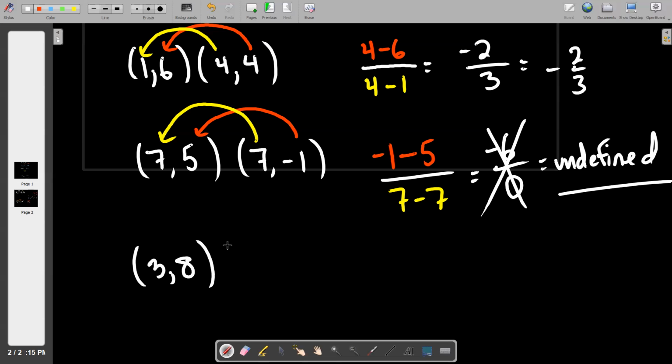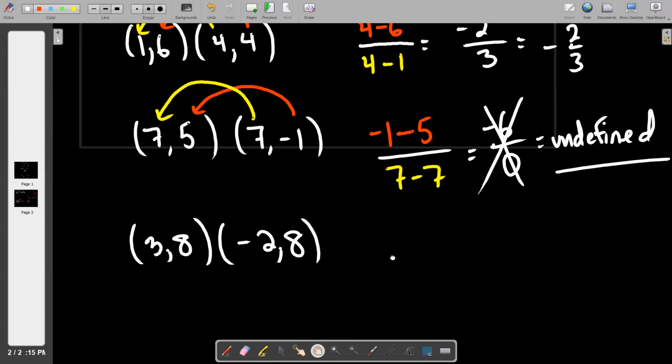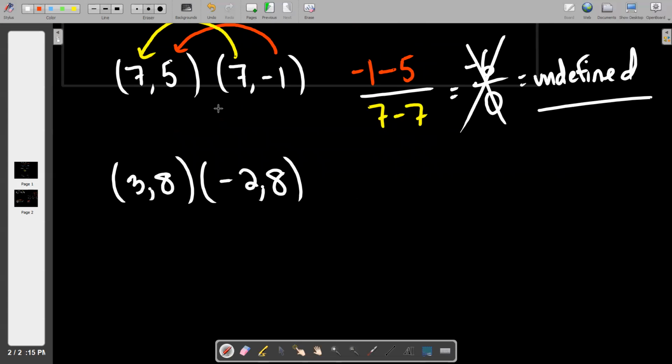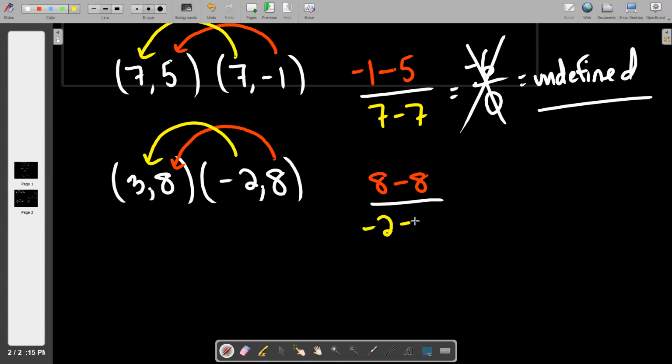Let's look at 3, 8, and then the point negative 2, 8. Stay consistent with my color coding here. So my first subtraction problem is the red arrow, and that would say 8 minus 8. My second subtraction problem is the yellow arrow, and that is negative 2 minus 3. What is 8 minus 8? It is 0. And what's negative 2 minus 3?